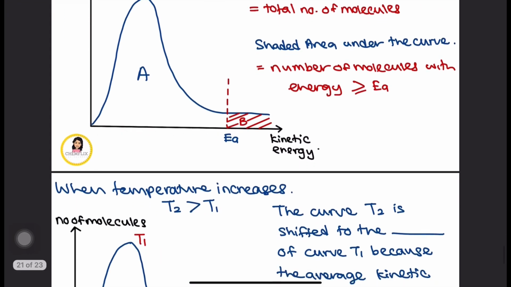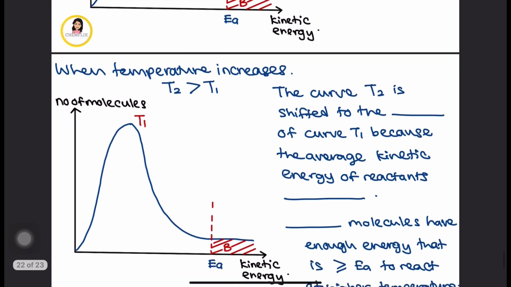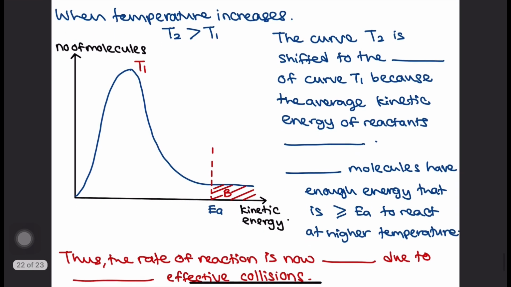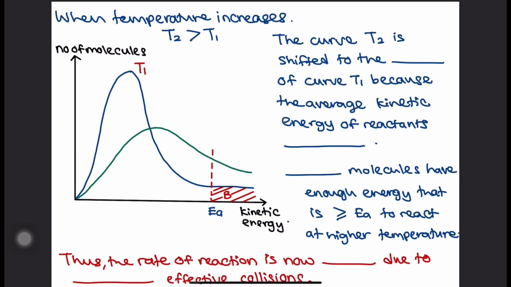Next, let's look into what happens when temperature increases. So let's say we have two temperatures T1 and T2, and T2 is to be higher temperature than T1. How does the bell curve change? When temperature increases, the curve is pushed to the right as shown. So the curve in green would be the curve for T2, which is at higher temperature than T1.